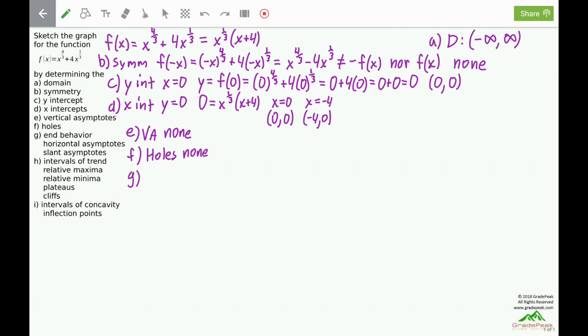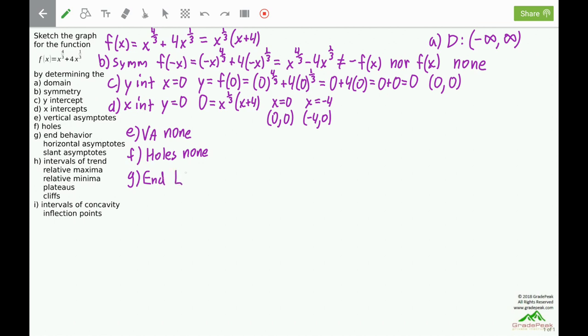For part G, we want to determine any end behavior, horizontal asymptotes, or slant asymptotes. F of x is made up of two fractional exponents. There is no denominator, so there will be no horizontal asymptotes or slant asymptotes. But because it is powers of x, it will have left end and right end behaviors of positive infinity or negative infinity.